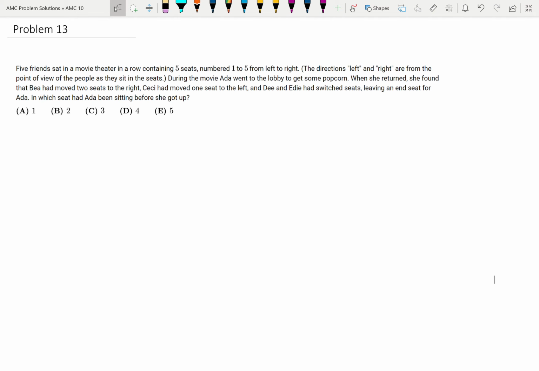So I'm going to simplify these to A, B, C, D, and E, their names. I'm first going to draw these seats out. So here's seat 1, seat 2, seat 3, seat 4, seat 5. I'm going to think about the seats that D and E can sit in and go through those possibilities, and then where A, B, and C have to go.